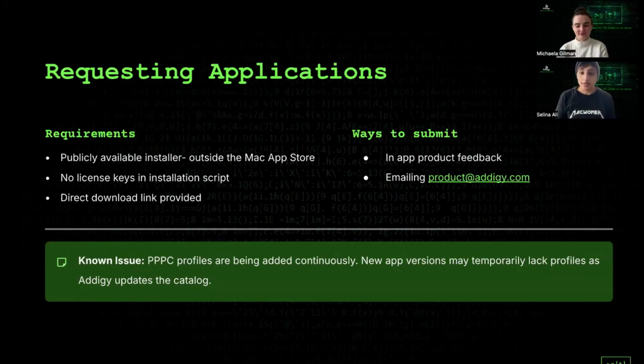And the in-app product feedback also goes not just to us, but to folks from other teams internally at Addigy. You can also talk to your customer success manager, but those are the two ways that will email me directly. Some requirements and requests that we have, to make your request go faster: if you have a direct download link, that would be great. Please provide that. That saves us a lot of time. And make sure that it's an app that we can even have. Sometimes these app downloads live behind login paywalls, and those are things that we unfortunately can't support because we don't have access to those installers.